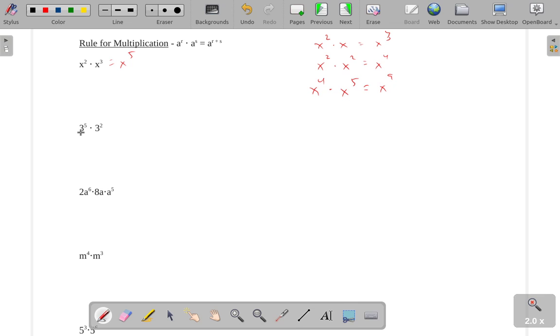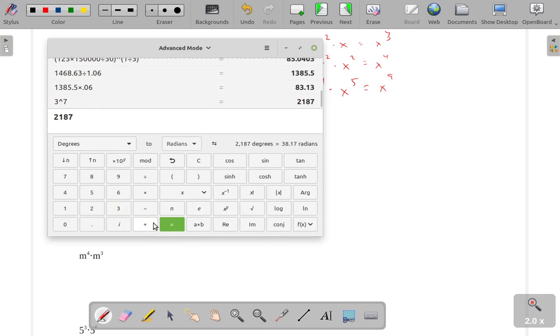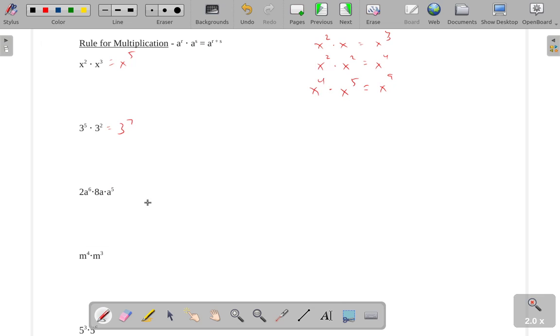If we have 3 to the 5th times 3 squared, of course we could use this law of exponents. It seems a little silly to use the law of exponents when we're dealing with just straight up numbers here, but let's try it both ways. Let's say 3 to the 7th. Let's ask our calculator what 3 to the 7th is. 3 to the 7th is 2187.